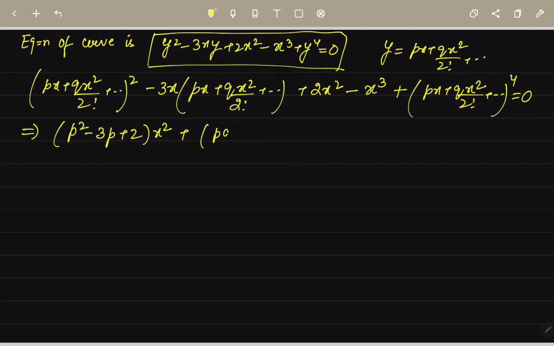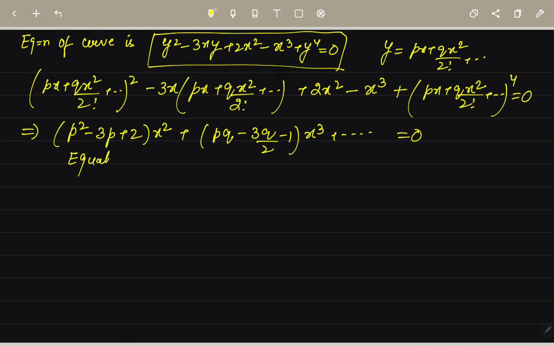Similarly, the next term will be (pq minus 3q by 2 minus 1) into x cube, plus so on, and this is equal to 0. I got this equation after opening the previous equation. Now what I have to do is equate the coefficients of x.